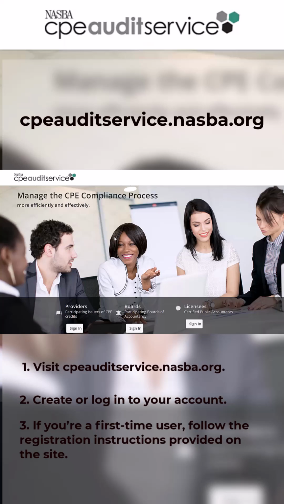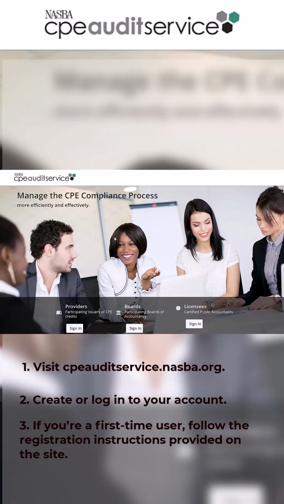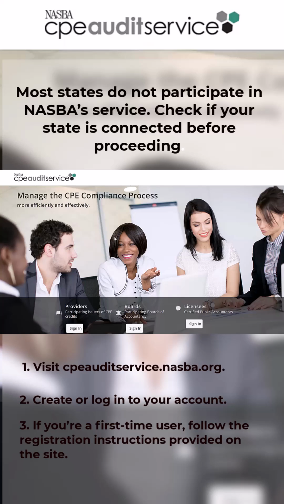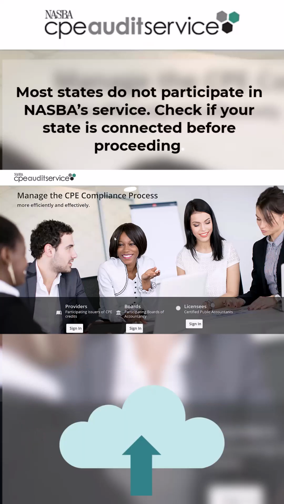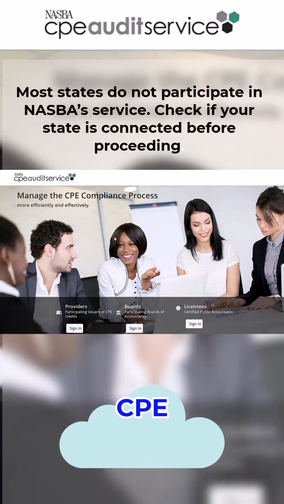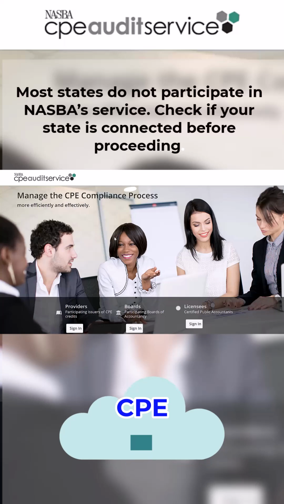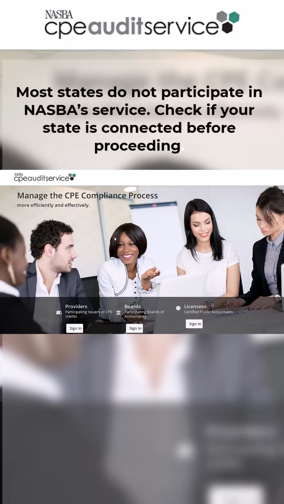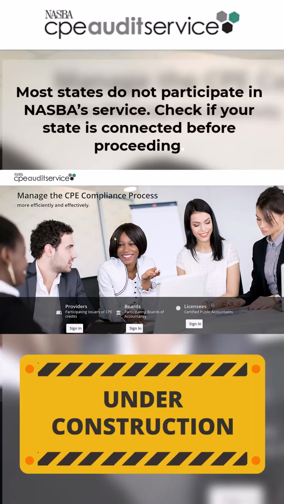Now, what you're going to find out pretty quickly, as of the recording of this video, and they may have updated it since then, is that not all states participate in the audit service. What the service is, is NASBA makes available to you the ability to upload your CPE, or for a provider to automatically transfer your CPE credits to their audit service. And then they will in turn upload that to your state board of accountancy to report your CPE for a particular period. Problem is it's not working yet, or at least it wasn't as of this video.